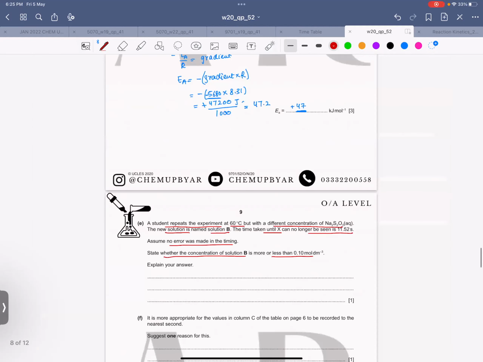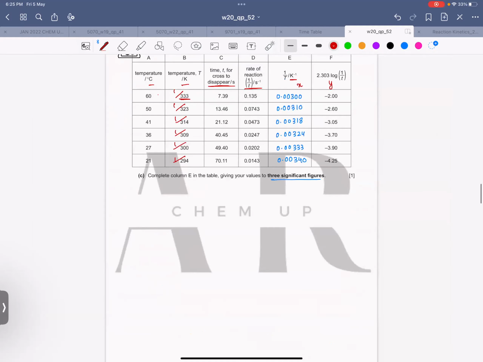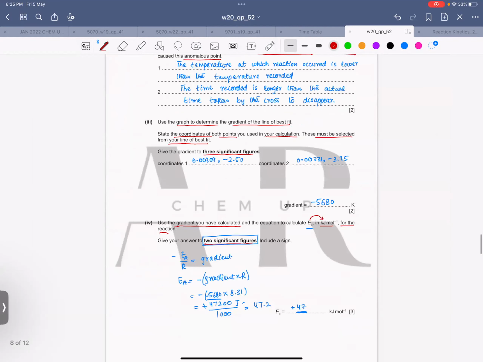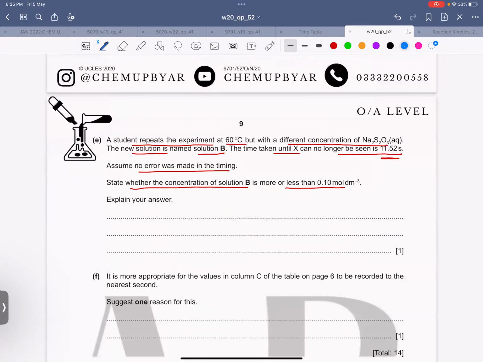So at 60 degrees Celsius, we got the cross disappearing at 7.39 seconds. And here, the time taken for the disappearance of the cross is 11.52 seconds. So it clearly indicates that it takes a longer time, which means the rate is slower. And if the rate is slower, the concentration of solution B is less than 0.1 mole per dm cube. Is this clear?